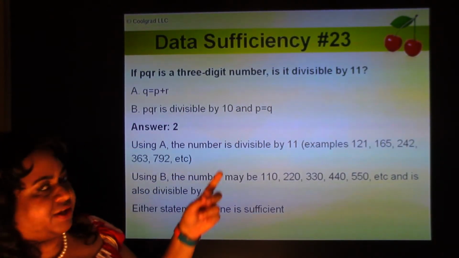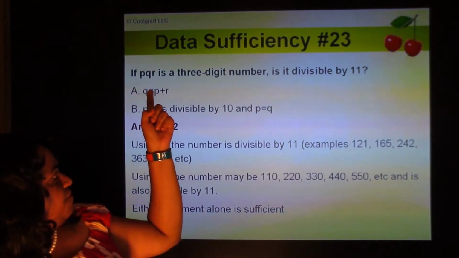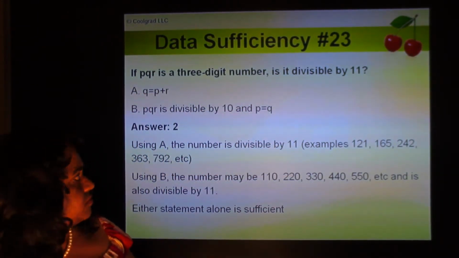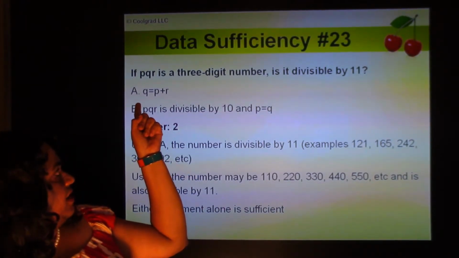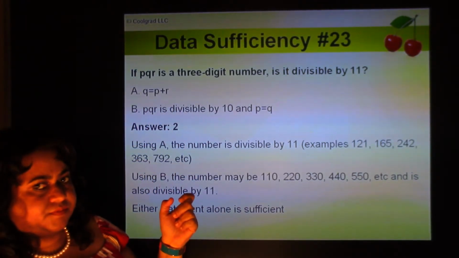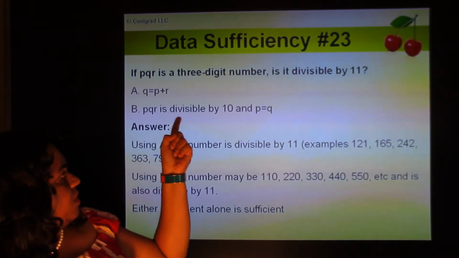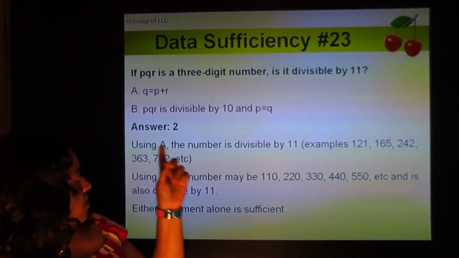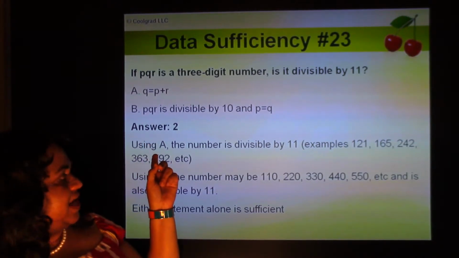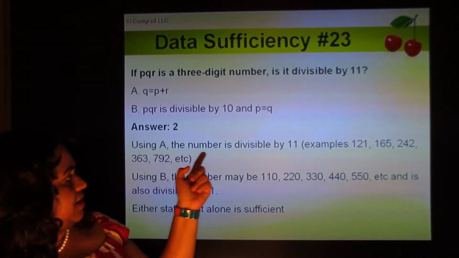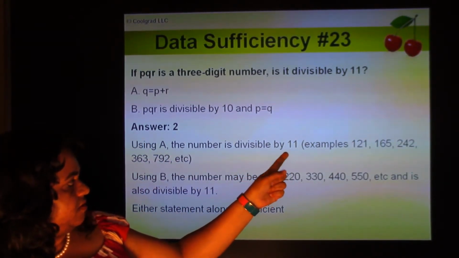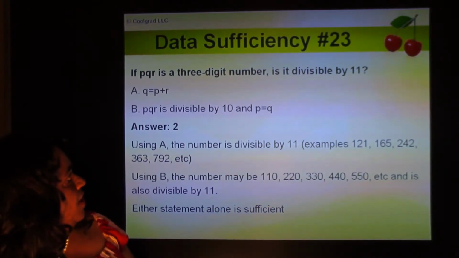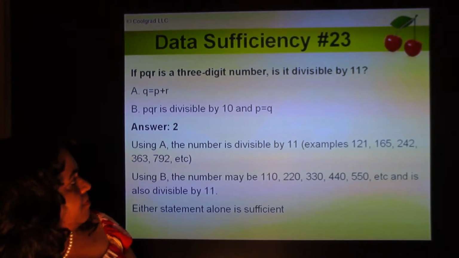Data sufficiency number 23. If PQR is a 3-digit number, is it divisible by 11? Statement A, Q is equal to P plus R. Statement B, PQR is divisible by 10 and P is equal to Q. So using statement A alone, is the number divisible by 11? PQR is a 3-digit number. Is it divisible by 11?